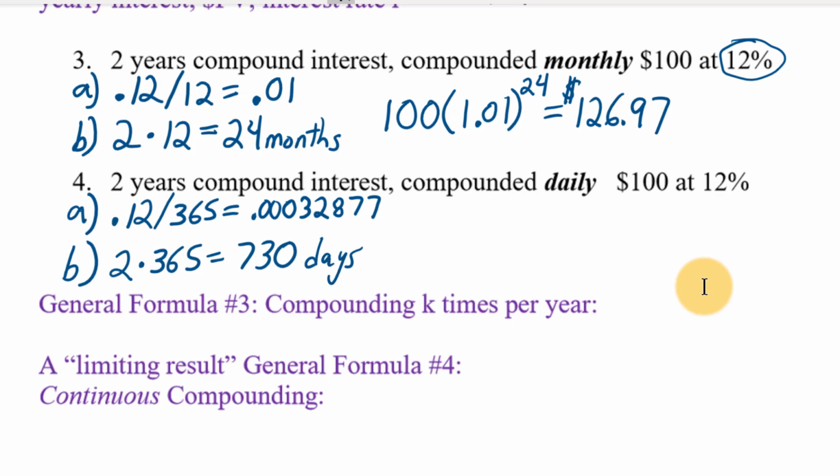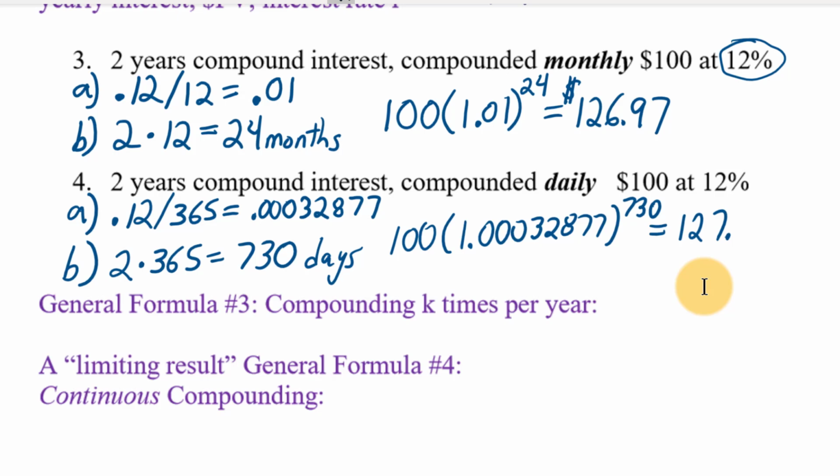So how much money will we end up with if we compound daily? 100 times 1.000328877 raised to the 730th power. And that gives us about $127.12. I'm going to add another couple of decimal places here for something we're going to do in a second. So 016. And of course, depending on how many decimal places you round this daily interest rate off to, you might end up with a slightly different answer.